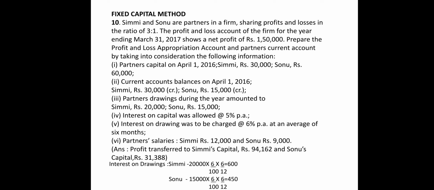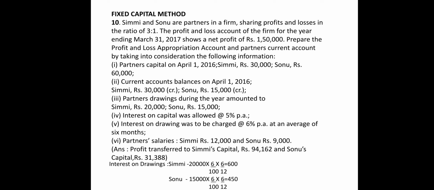Partners drawings during the year amounted to rupees 20,000 for Simi and 15,000 for Sonu. Interest on capital was allowed at 5% per annum. Interest on drawings was to be charged at the rate of 6% per annum for an average of 6 months. Partner salary is also mentioned, 12,000 and 9,000 respectively. So as the partnership deed is available, all these items we have to allocate in the respective manner.